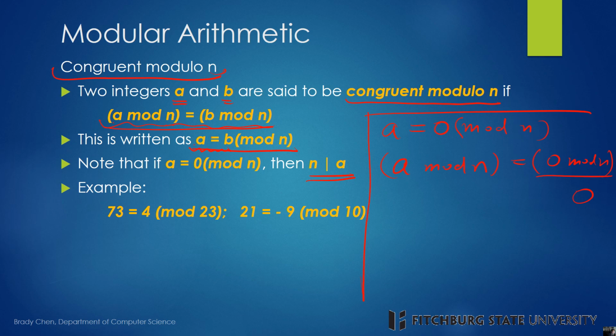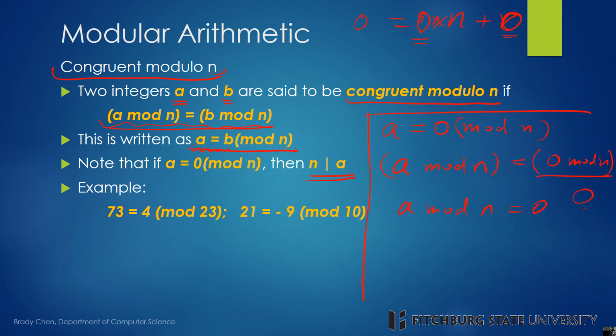Or in other words, 0 mod n is the remainder, right? So we can write 0 as n times some number plus the remainder. Now, you can easily see 0 equals 0 times n plus 0. So the quotient is 0 and the remainder is 0. So it's 0. So that means A mod n equals 0.